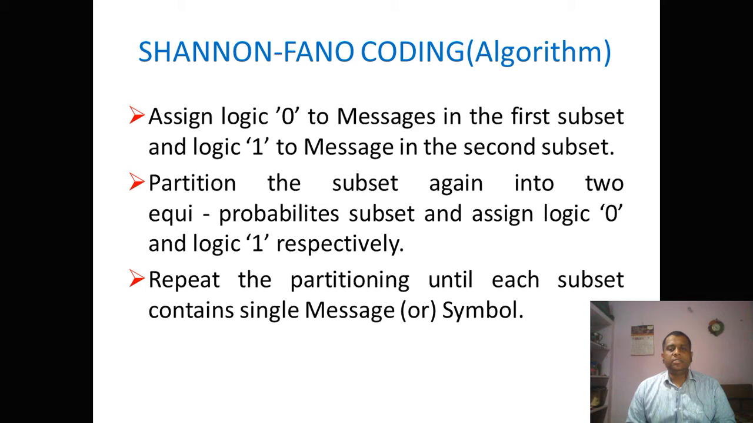Assign logic 0 to the messages in the first subset and logic 1 to the messages in the second subset. Partition each subset again into two equiprobable subsets and assign logic 0 and logic 1 respectively. Repeat this partitioning until each subset contains only a single message or symbol.